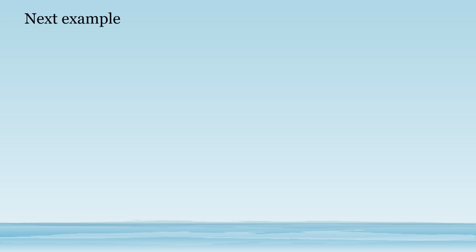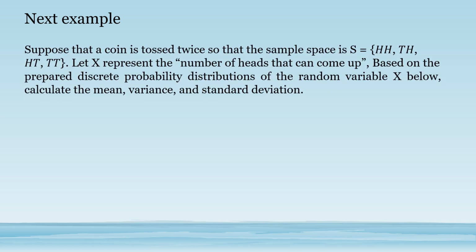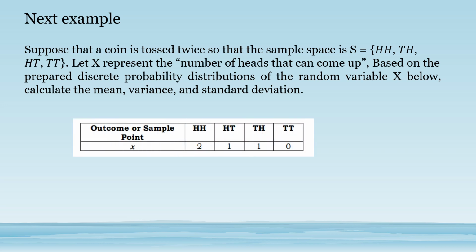Let's have the next example. Suppose that a coin is tossed twice so that the sample space is head-head, tail-head, head-tail, and tail-tail. Let x represent the number of heads that can come up. Based on the prepared discrete probability distributions on the random variable x, calculate the mean, variance, and standard deviation.